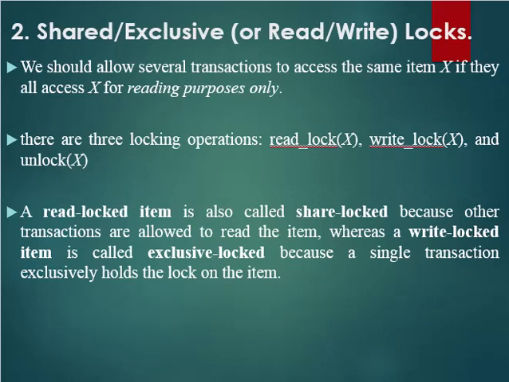And the third function is unlock X. Unlock X means that after doing all the operations on data item X, every transaction must unlock that item, because other transactions may be in the queue. A read locked item is also called a shared lock because other transactions are allowed to read the item, whereas a write locked item is called an exclusive lock because a single transaction exclusively holds the lock on that item.